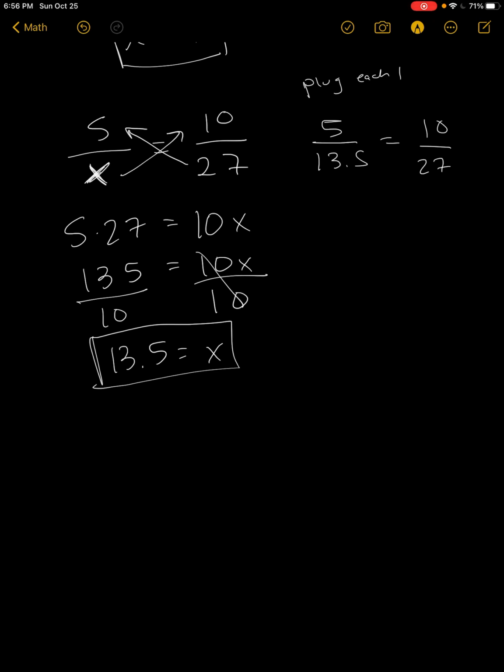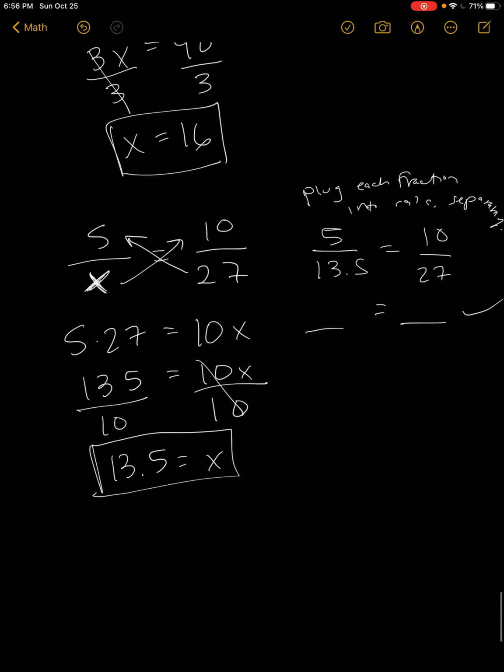But if you plug each of these into a calculator separately, 5 divided by 13.5, see what you get. 10 divided by 27, see what you get. Whatever you get in the calculator, it should be exactly the same.